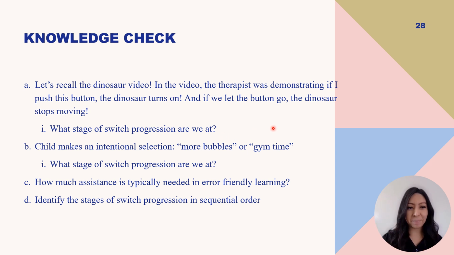Great, good job. Next one, child makes an intentional selection, more bubbles or gym time. What switch progression stage are we at? Good job. How much assistance is typically needed in error-friendly learning? Great job. And last knowledge check, let's identify the stages of switch progression in sequential order. Okay, we have 1, 2, 3, 4. Great job.